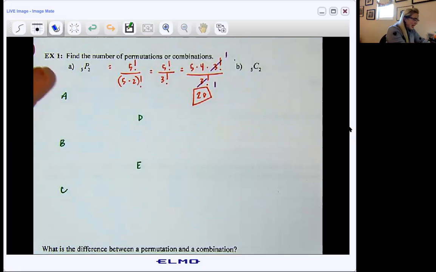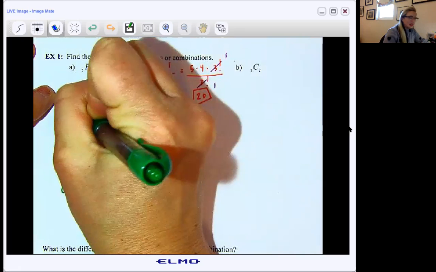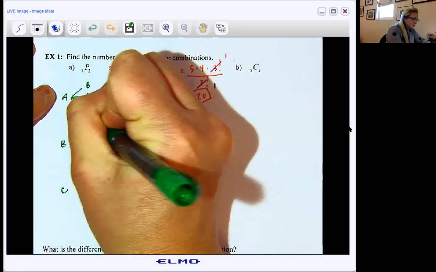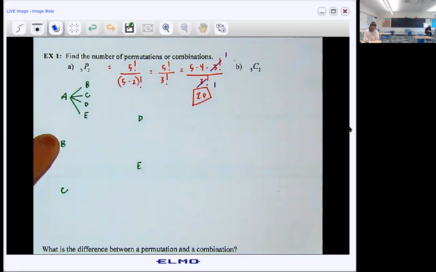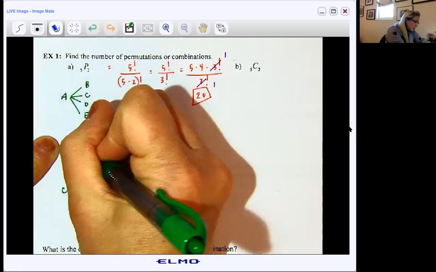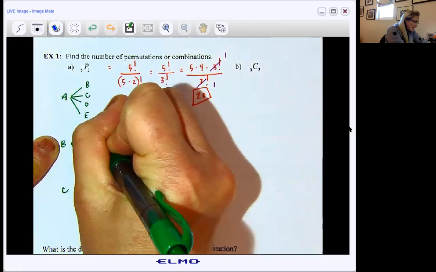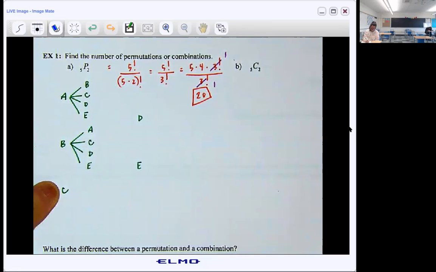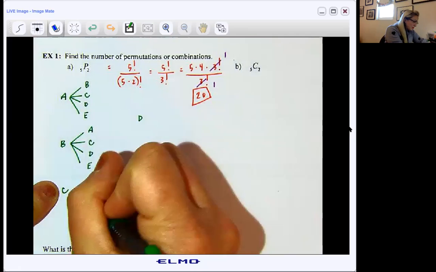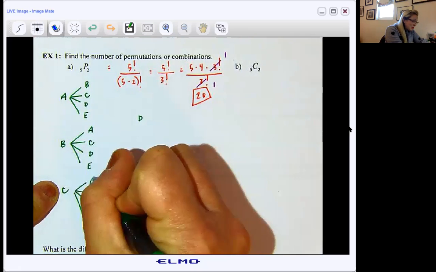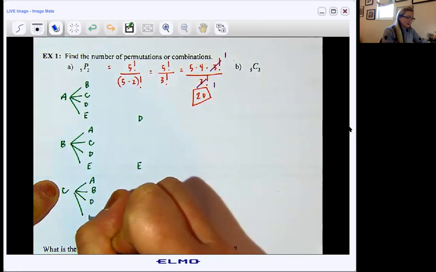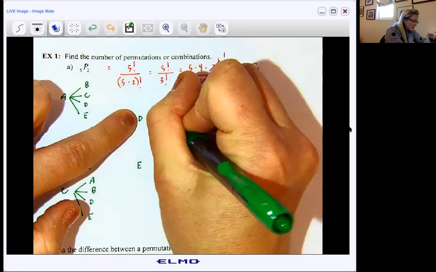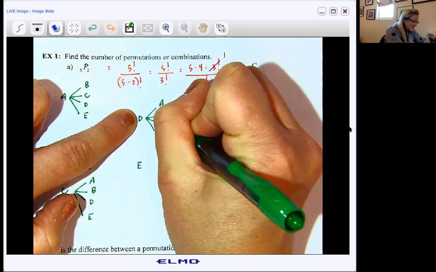And then if I pick A as my leader, then my recorder could be B, C, D, or E. But if I pick B as my leader, then my recorder could be A, C, D, or E. And if I pick C as my leader, then my recorder could be A, B, D, or E. If I pick D as my leader, my recorder could be A, B, C, or E.